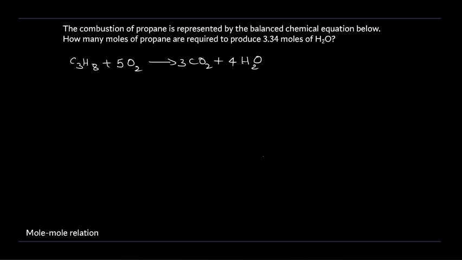So first I will check whether the equation is balanced or not. It is balanced, and then I will look at which are the two compounds of interest here. I can see how many moles of propane, so I will identify the propane from the balanced chemical equation and are required to produce 3.34 moles of water. I will identify where water is. So in this case, we have one reactant and one product.